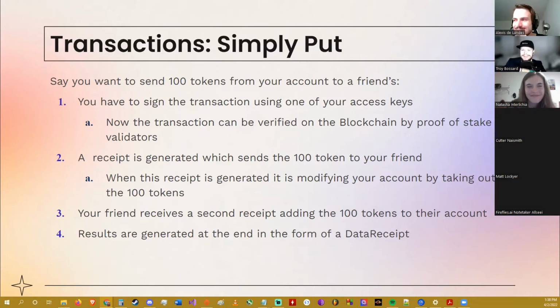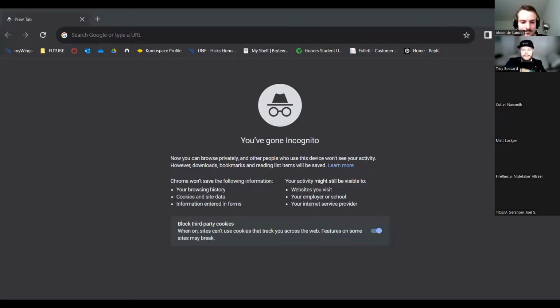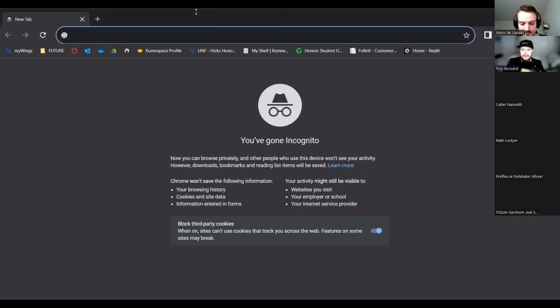Welcome, Natasha. Hey everyone. I'm going to go ahead and share my screen. Today, like Troy said, I'm going to walk you through the process of creating a Near account, and at the end, you'll have the opportunity to copy a temporary funding address so that we can send Near to your wallet so that you're able to start using it.